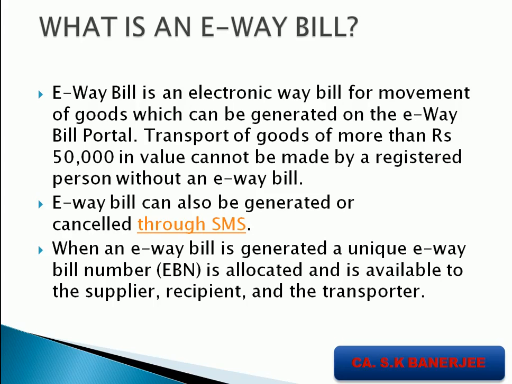So when an e-way bill is generated, a unique e-way bill number, EBN, is allocated and it is available to the supplier, the recipient of the goods, that is who will receive the goods, and the transporter. So basically this EBN number is provided to three parties, that is the person who is supplying the goods, the receiver of the goods, and the transporter.